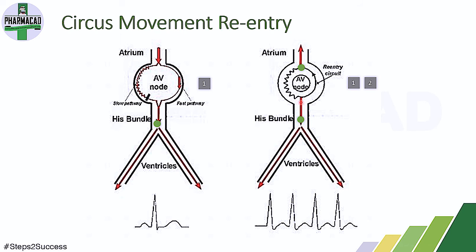So what is happening currently: the impulse is coming from the fast pathway, and there is a refractory period. Ideally in that period the next impulse generation should not be happening, but in the relative refractory period this slow impulse is coming back here and it is generating the second impulse also. So that is how the two impulses are generated through circus re-entry. I'm just repeating this part.